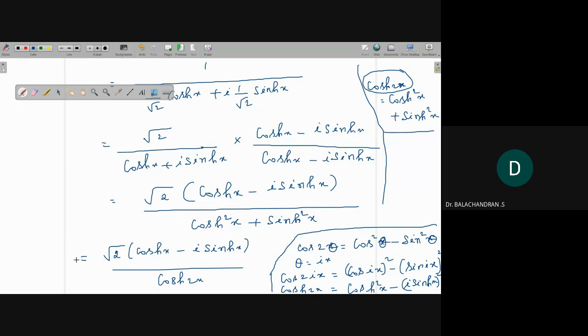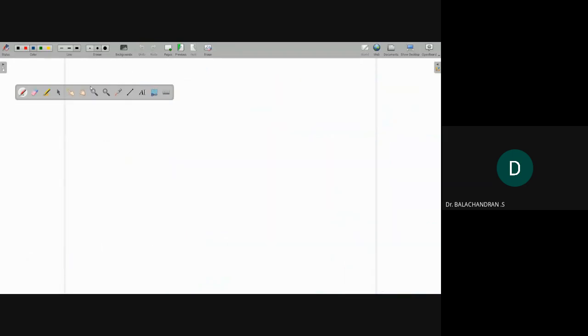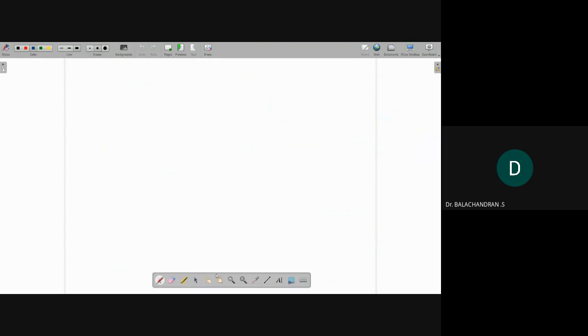Now what is the left hand side? Left hand side is u plus iv. So u is equal to the real part and v is equal to the imaginary part. Okay. What is u? Please tell.